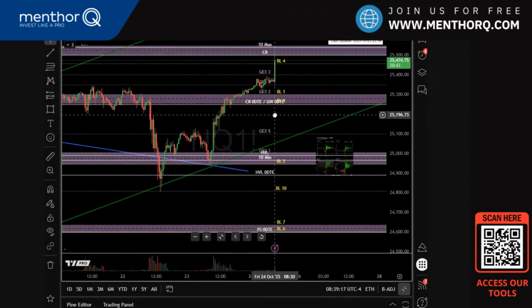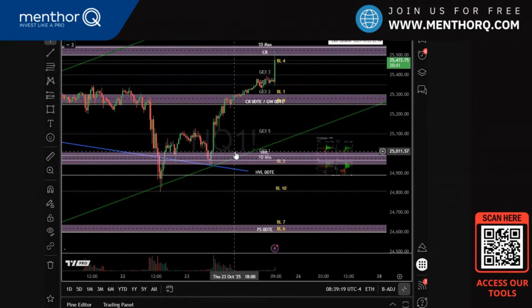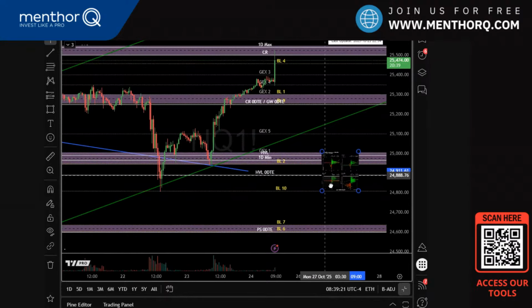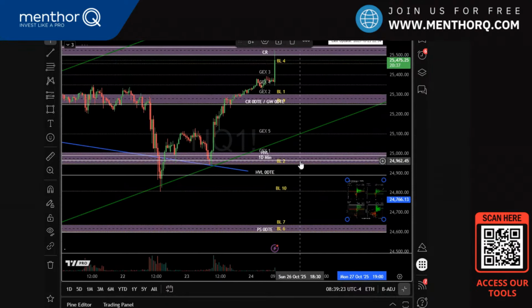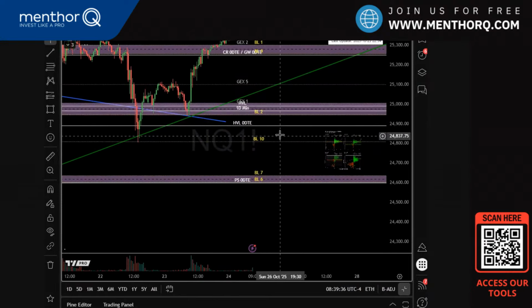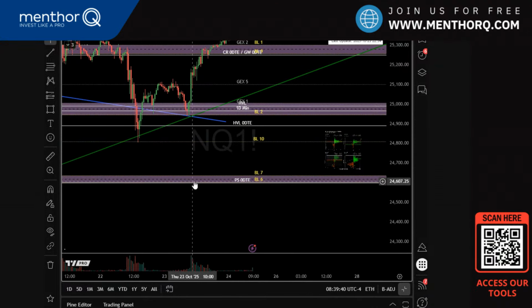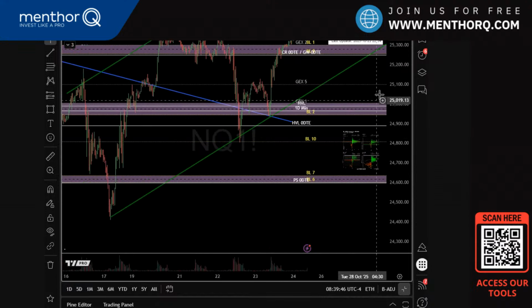What we have below, huge gamma zone, GEX1, HVL, 1-day mean with blind spot 2 sitting still around round number 25000. Later HVL 0 DTE, and after this we have change in gamma regime, gamma condition, and later another support, blind spot 6 and 7 with put support sitting around 24,600.